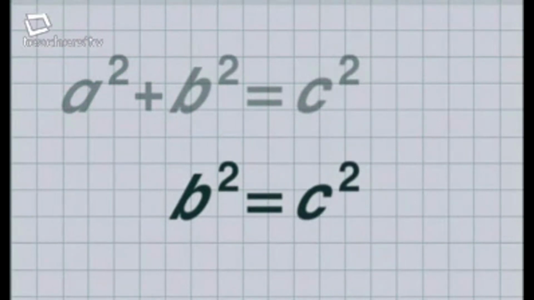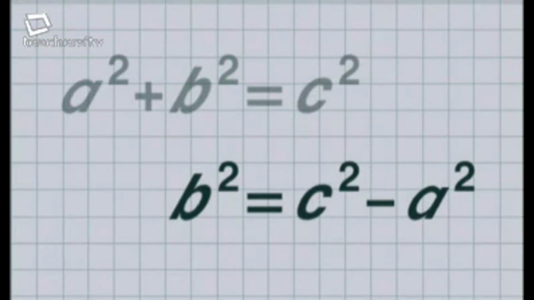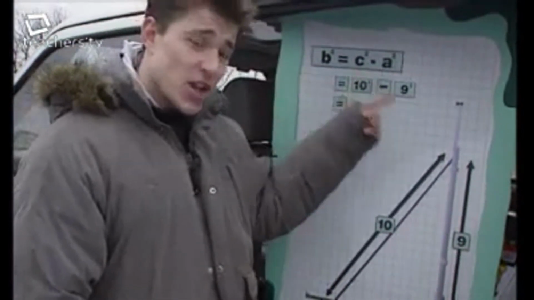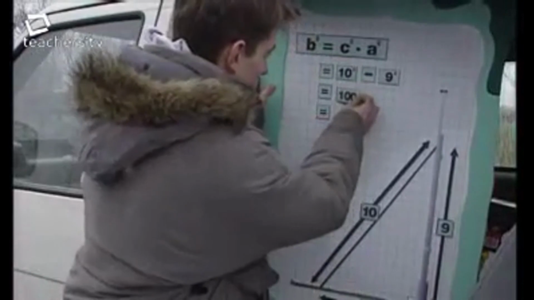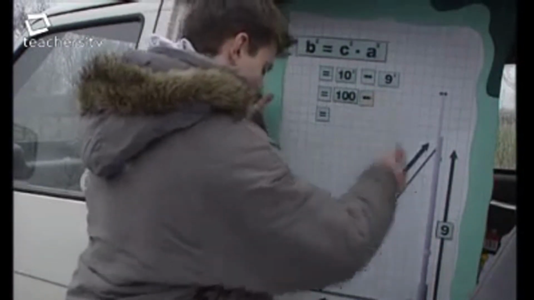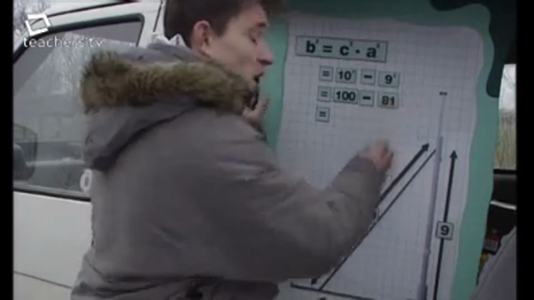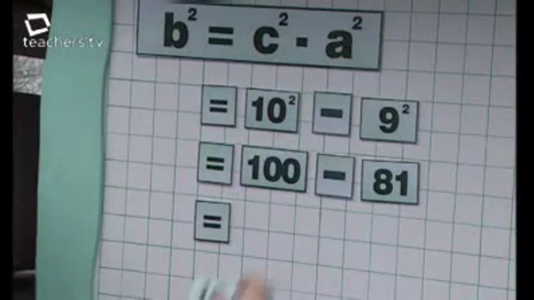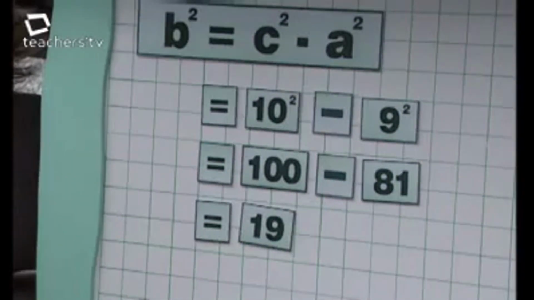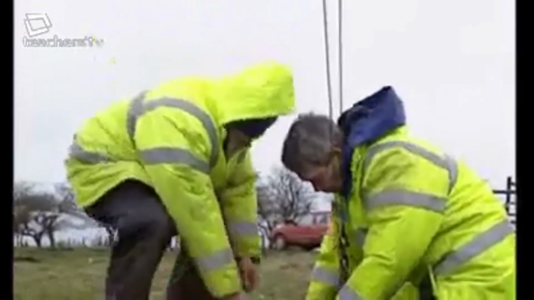This time we need to work out b. Rearrange the equation by subtracting a squared from each side, and you end up with b squared equals c squared minus a squared. So in this case, b squared equals 10 squared minus 9 squared, which is equal to 100 minus 81, which means that b squared equals 19. Using this information, how far away do the engineers need to fix the guy rope from the base of the mast?